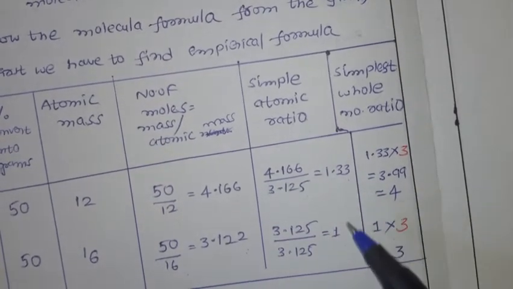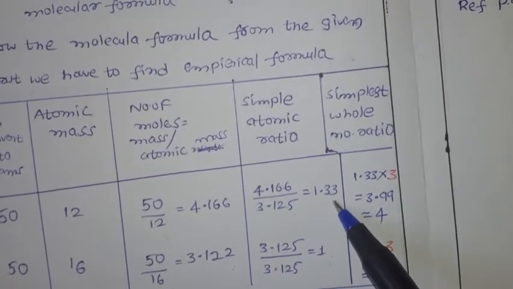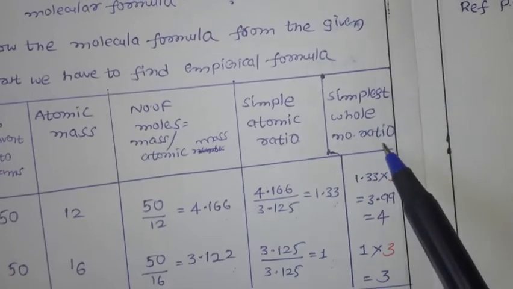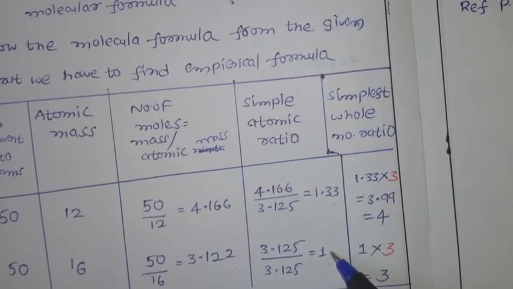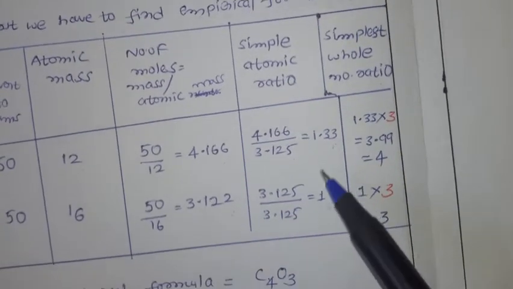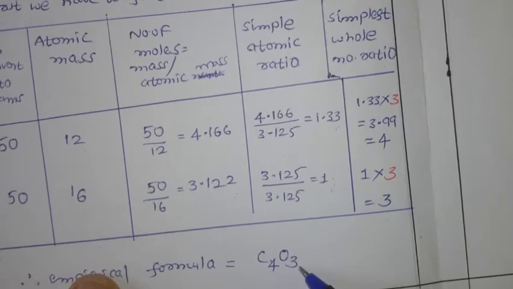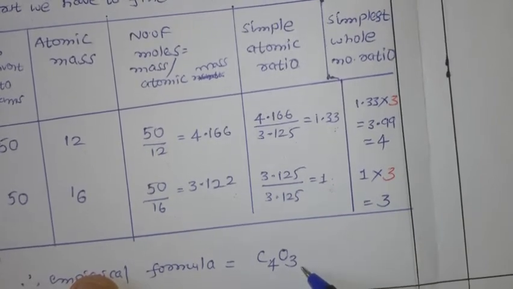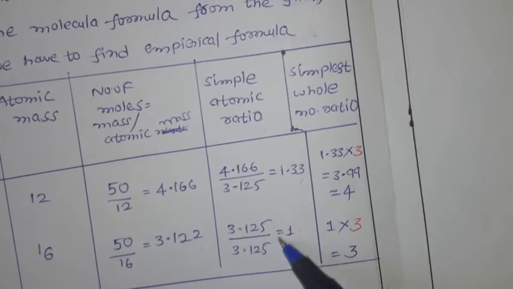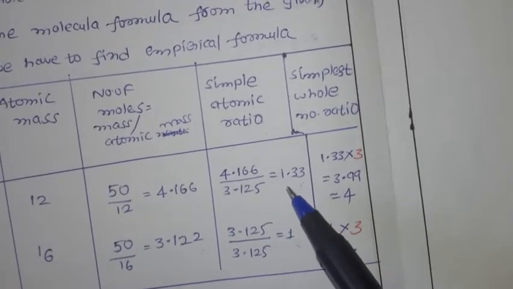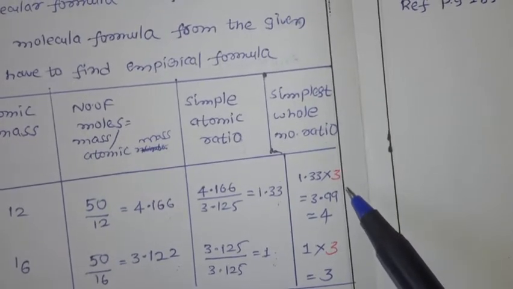If you have values like this, then you have to multiply it by a particular number to get the simplest whole number ratio. Why? Because these digits you have to write as a subscript. For example, for carbon, you can't write carbon 1.33, or oxygen with one number of elements like that. So if you have fractions like 1.33, you convert them to the simplest whole number ratio by multiplying with a particular number.